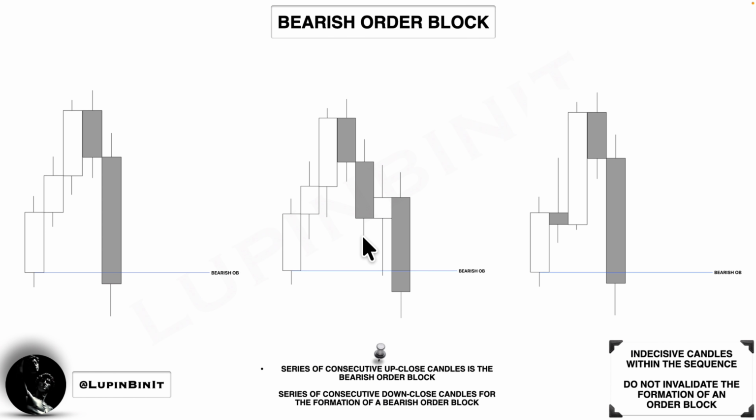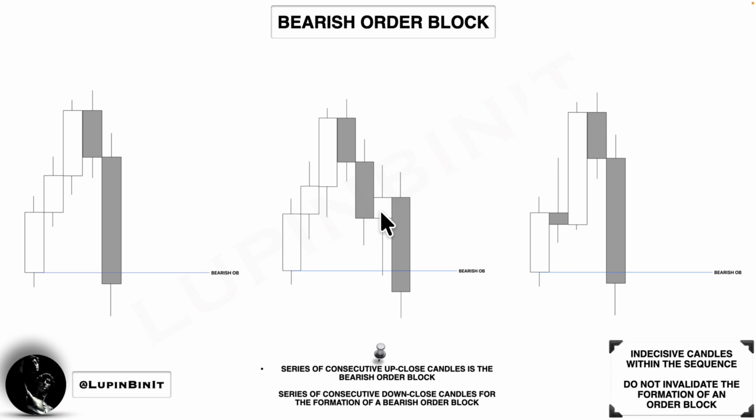Now, there are two other schematics on the right, which are both order blocks, except the sequence is interrupted. So bringing back attention to the text, a series of consecutive up close candles is the bearish order block. So we have a series of consecutive up close candles, and then a series of consecutive down close candles for the formation of the order block. We don't have a series of consecutive down close candles here. The sequence is ruined with this up close candle.